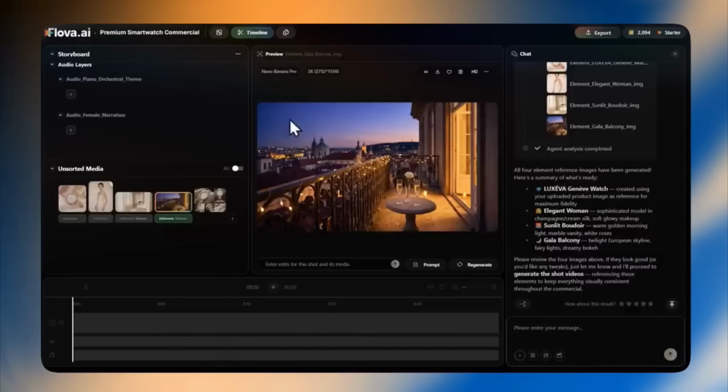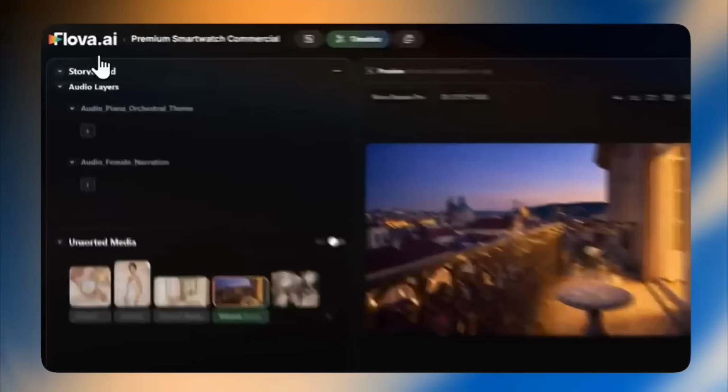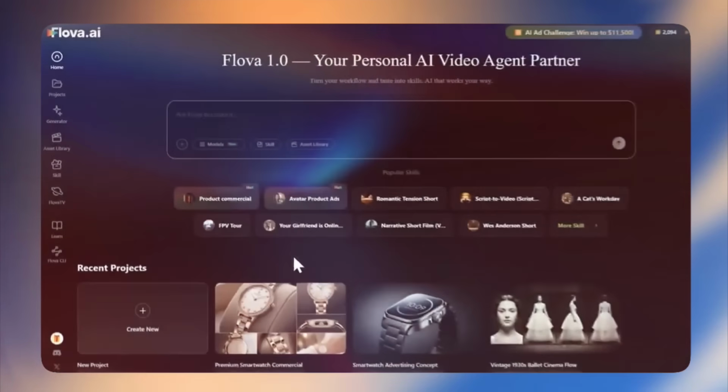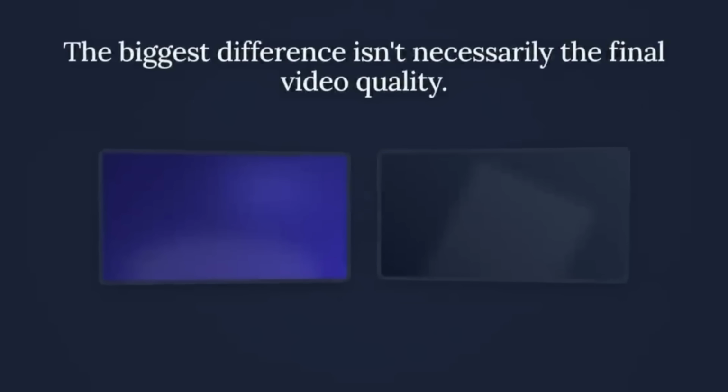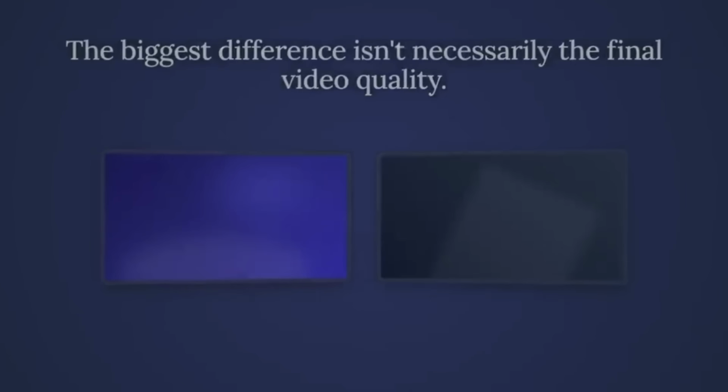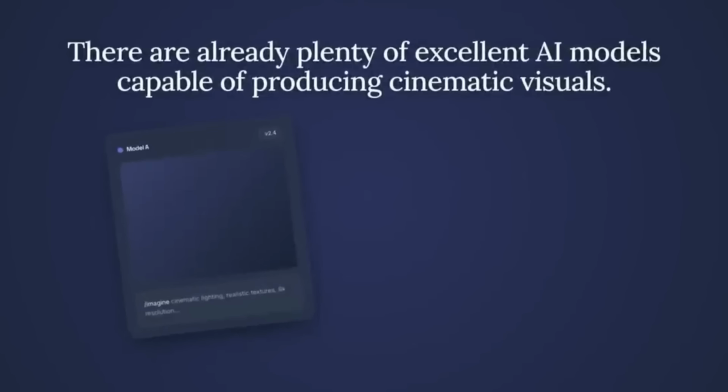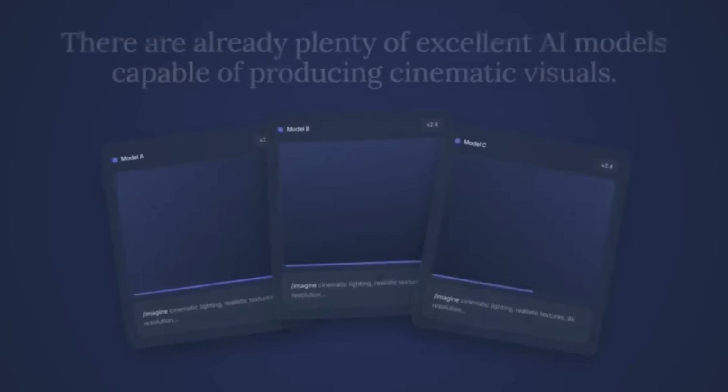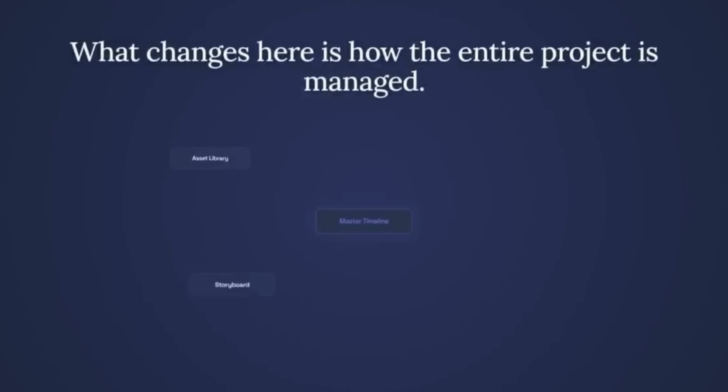Now that the commercial is finished, let's compare this workflow with the way I normally build AI video projects. The biggest difference isn't necessarily the final video quality. There are already plenty of excellent AI models capable of producing cinematic visuals. What changes here is how the entire project is managed.